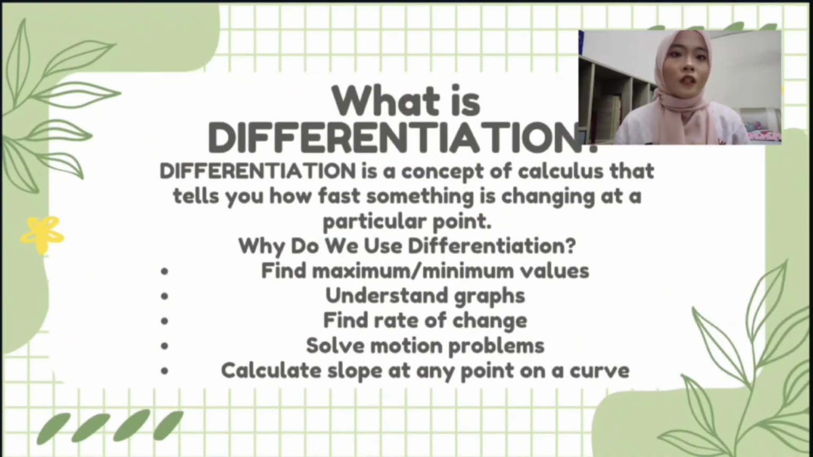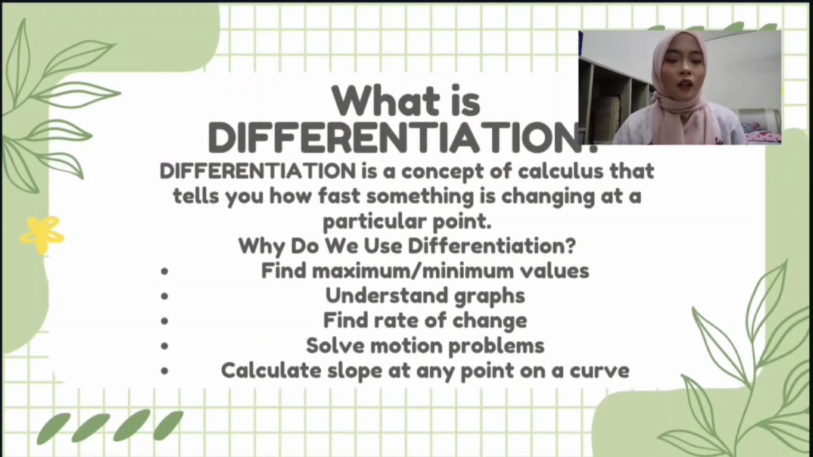Secondly, differentiation helps us understand how graphs behave. Differentiation helps us to see whether the graph is increasing, decreasing, or staying constant at any point. By looking at the derivative, we can tell the shape of the graph, how steep it is, and where it changes direction. Third, it helps us find the rate of change.